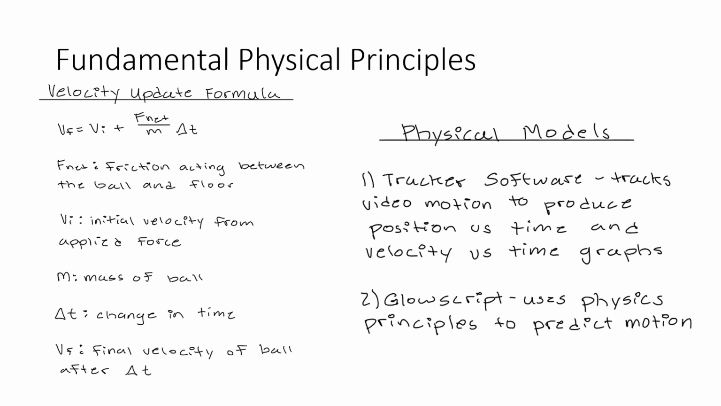Let's look into the physics principles first. I only really had to use the velocity update formula for this lab. Basically, I use data from the tracker software, which would be the initial velocity, the change in time, and the force net calculated using acceleration times mass to calculate a final velocity for each changing time interval. And that's how I created my GlowScript code.